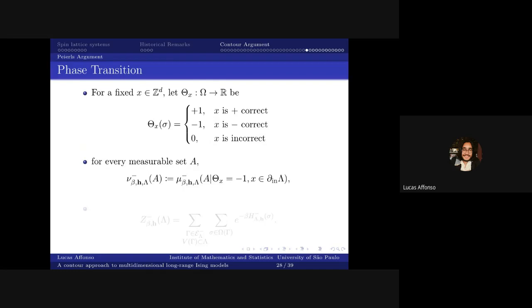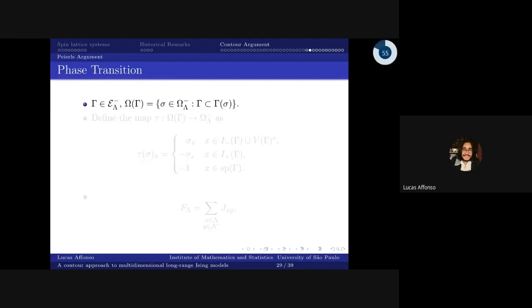This guarantees that the contours are always contained inside the lambda. This is a restricted partition function, a partition function that only depends on the family of contours. And we say omega gamma is the set of all the configurations that have gamma as one of its elements, as a subset of its Mri partition.